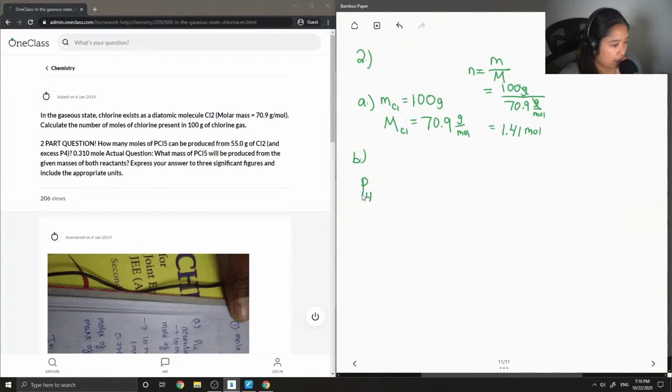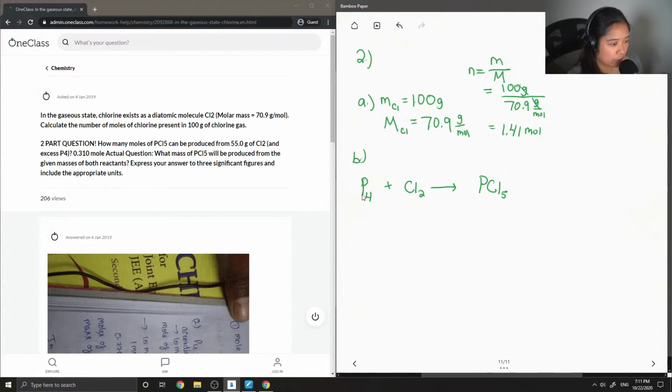So we have excess P4 reacting with Cl2, and we know our product is PCl5. Okay, so this is the general reaction, but before I do any calculations, I just want to make sure that everything is balanced.